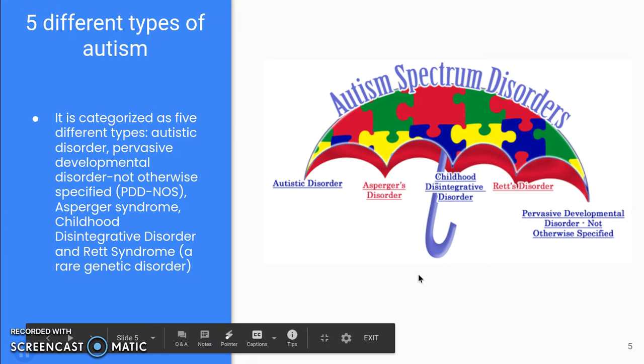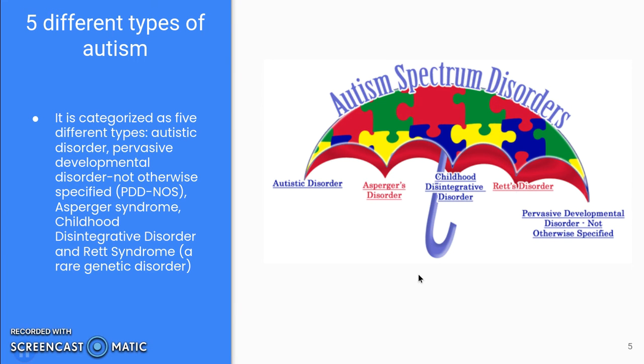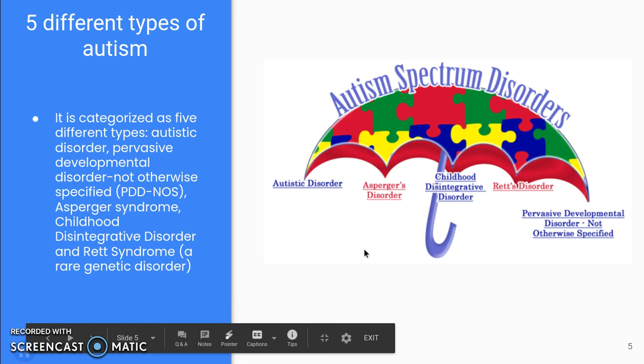Now, there are 5 different types: ASD, which is what I currently work with, Asperger's, CDD, which is childhood degenerative disorder, Rett's disorder, and pervasive development disorder. As of 2019, according to the CDC, Asperger's disorder is no longer a part of the spectrum. It is in its own little category, which is pretty interesting because it kind of ties into the other 4.